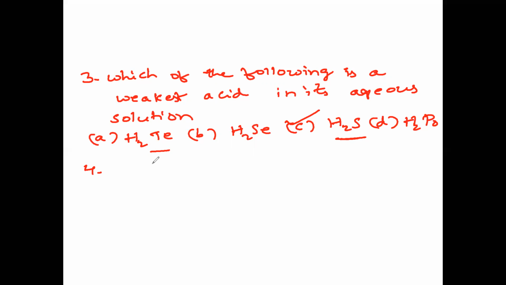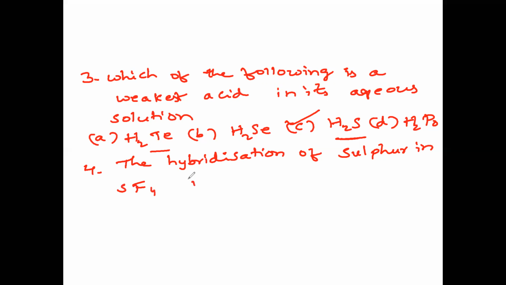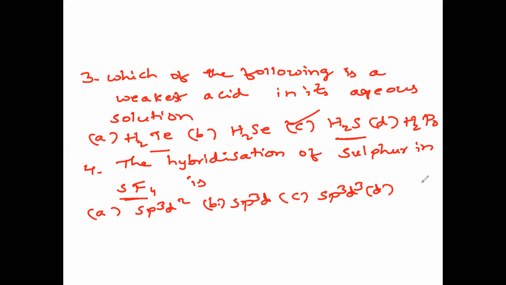Next question. The hybridization of sulfur in SF4, sulfur tetrafluoride, is: option A is given sp3d2, B is given sp3d, C is given sp3d3, and D is given sp3.